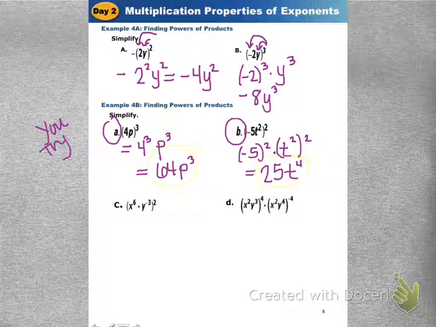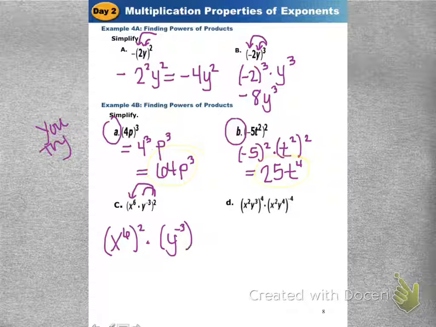In this case, I have a product, x to the 6 times y to the negative 3 power, all squared. If you want to go ahead and take care of the issue with this negative 3 exponent, that's fine. But what I'll do is apply the power of 2 to both of these. So this really means x to the 6th squared times y to the negative 3 squared. Now I'm going to be using the power of a power property, which says that when you raise a power to a power, you multiply. So this is equivalent to x to the 12th power, and this is equivalent to y to the negative 6th power.